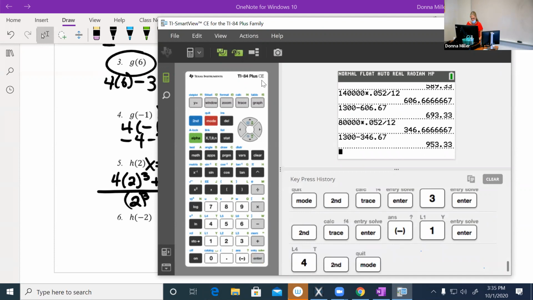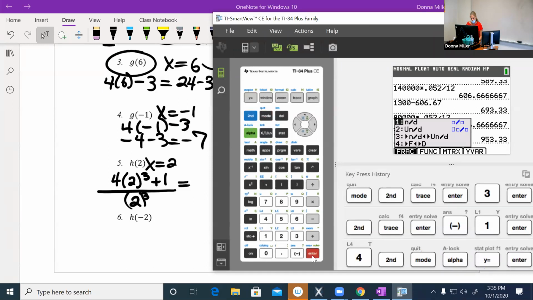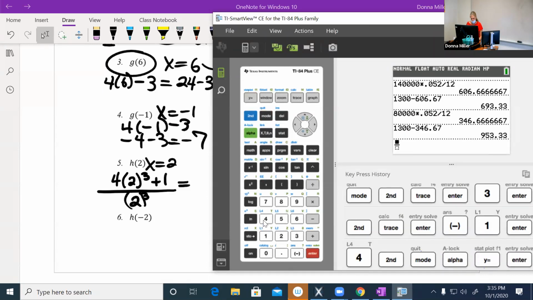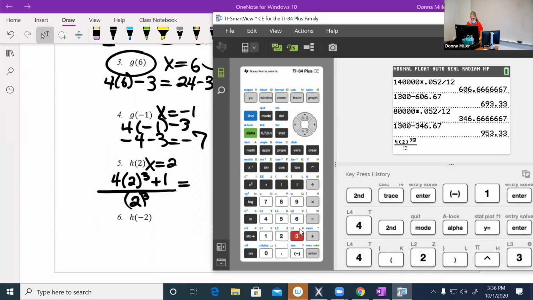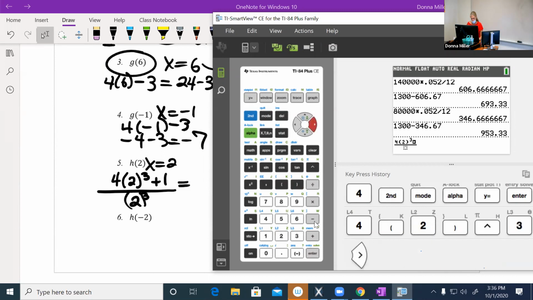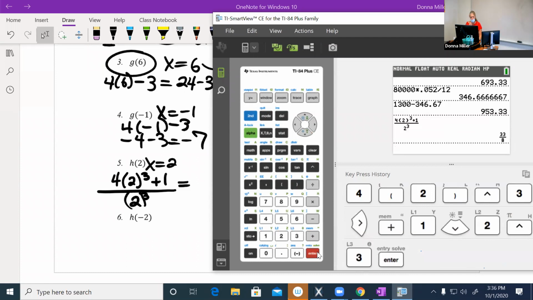All right, second, quit. If you want to use your fraction bar, alpha, F1, number B. So 4 times 2 cubed, arrow out of that, plus 1, over 2 cubed. All right, I get 33 over 8. So what you guys got?